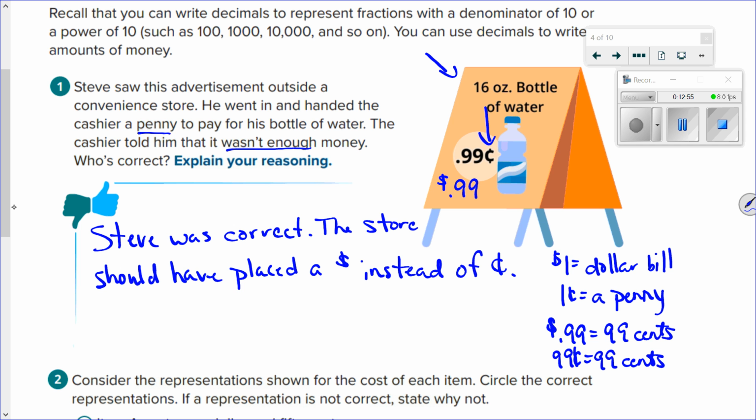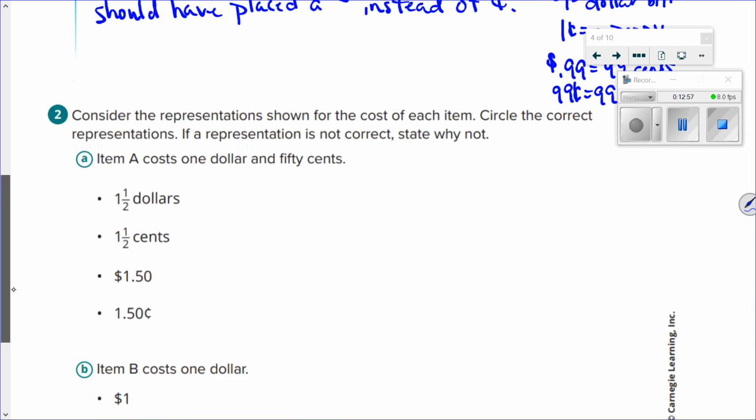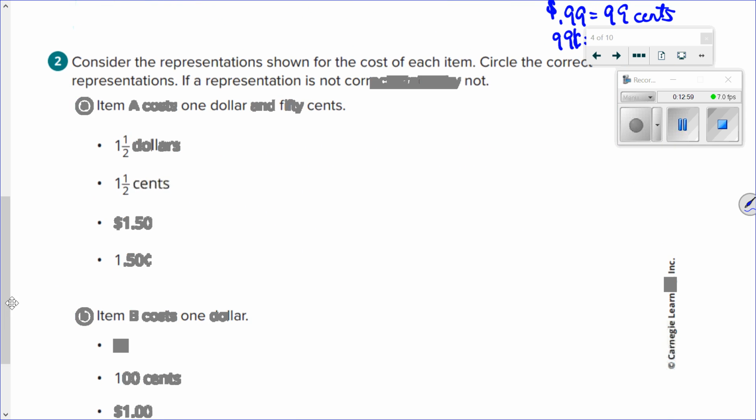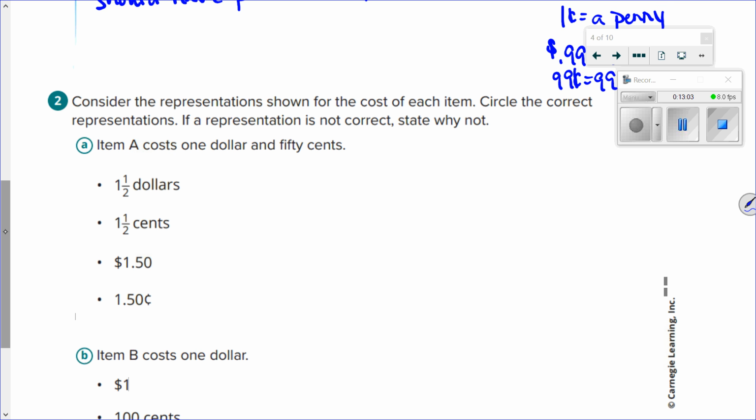Okay, guys, we have to keep moving on because we got a lot more to do today. But our next part, I'm going to have you do both of these at once. Consider the representations for the cost of each item. Circle the correct representations. If it's not correct, state why not. So you have to answer on every one. It'll either be circled because they're right, or you write out why they were wrong. So you're going to do that for all 8 of those items.